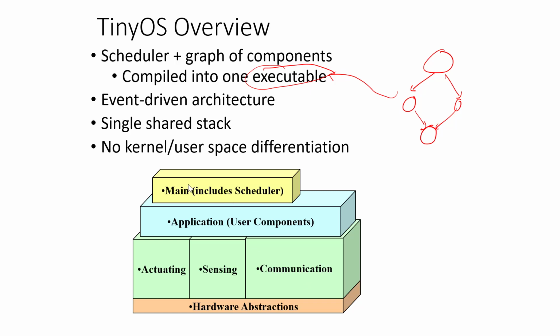There is a single stack without any user kernel differentiation. And the stack would include this, that we have our hardware abstraction layer. We have modules for actuating, right, for sensing and communication. These are the three main roles: actuating, sensing, and communication. Application with user components, and then again, what sits at the top is a scheduler or dispatcher, which calls different parts of the application as per the rules that have been programmed.